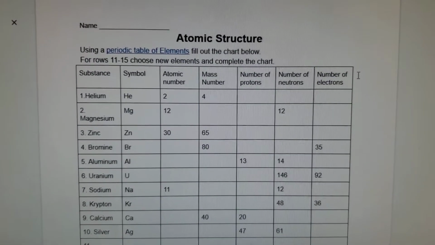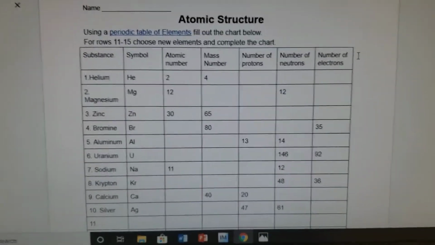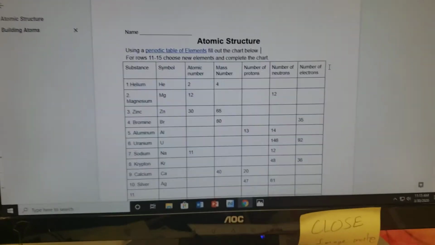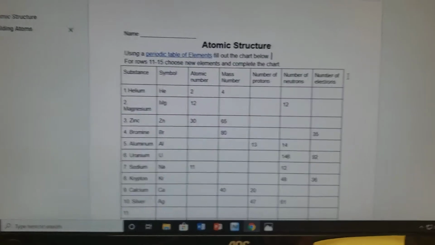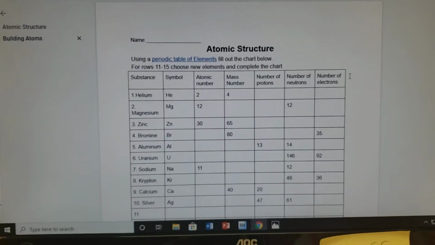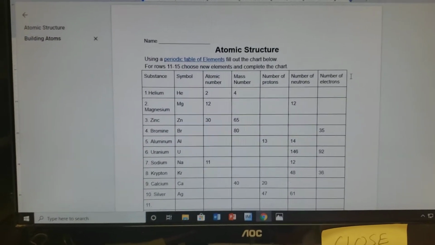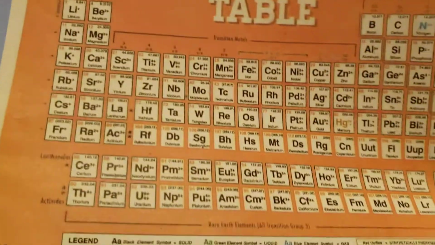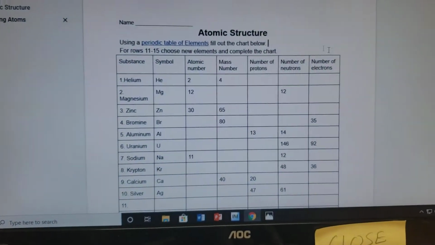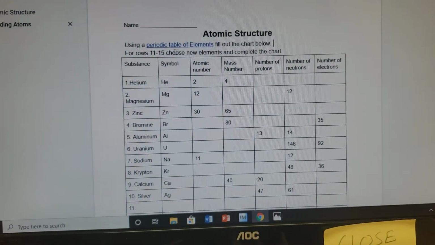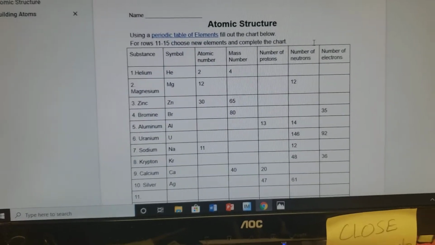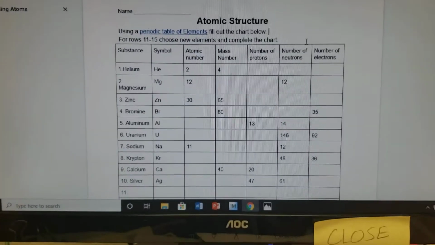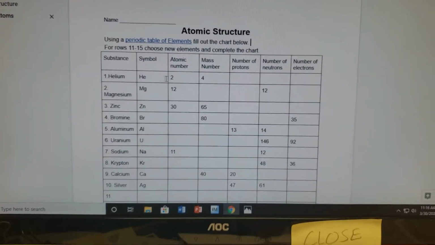Hello class, today I'm going to be walking us through this atomic structure worksheet and how the expectations and how to do it. To get started, you should have the atomic structure document open and you should have a periodic table handy. If you need one, you can click and download this periodic table and also find them in the materials under the Google Classroom. So to get started, let's do helium together.